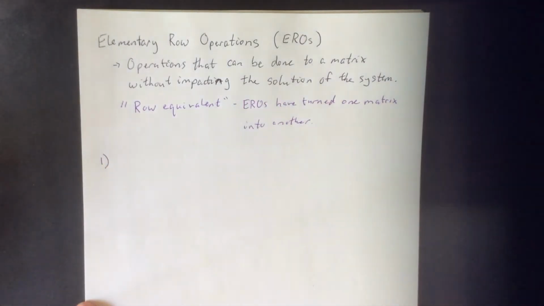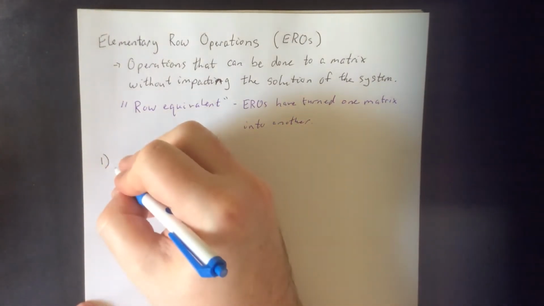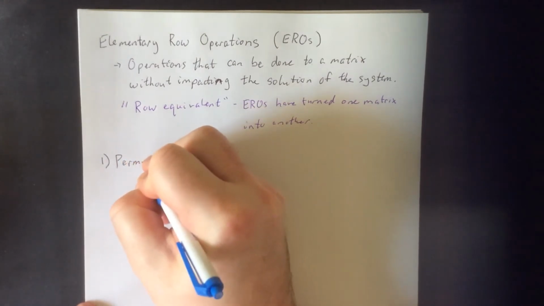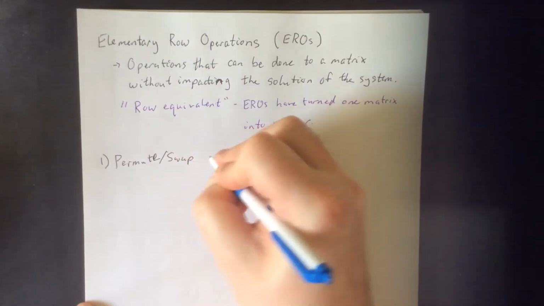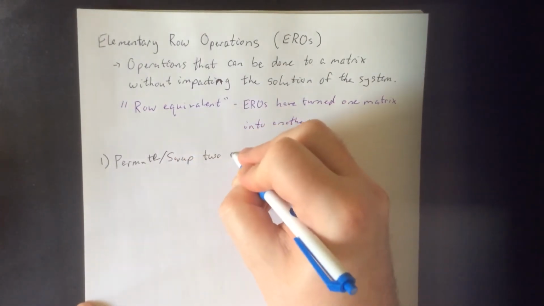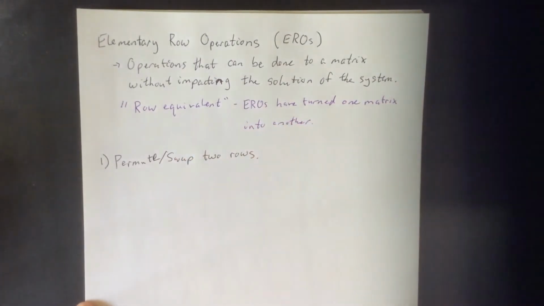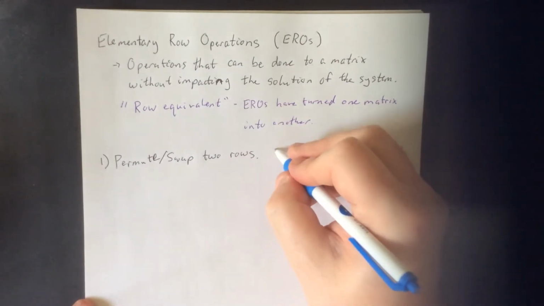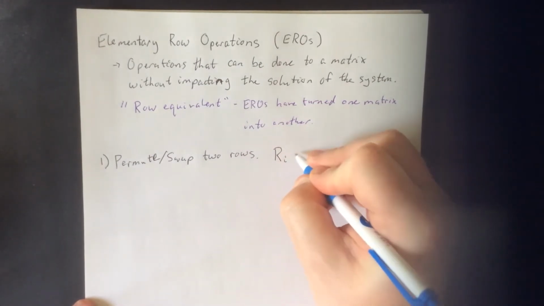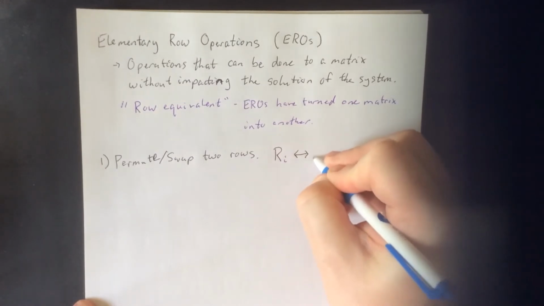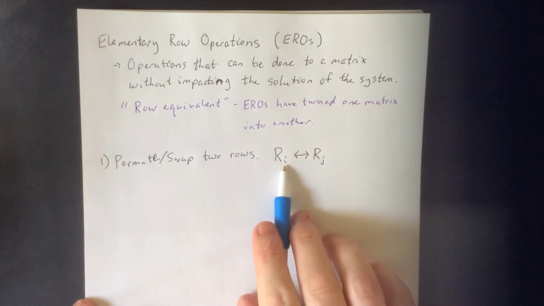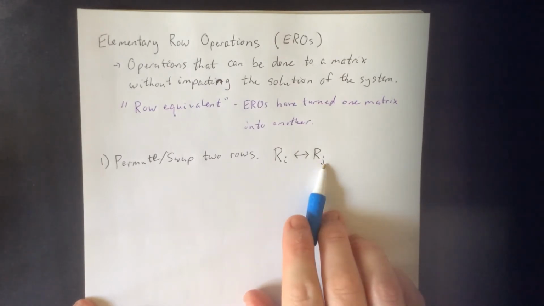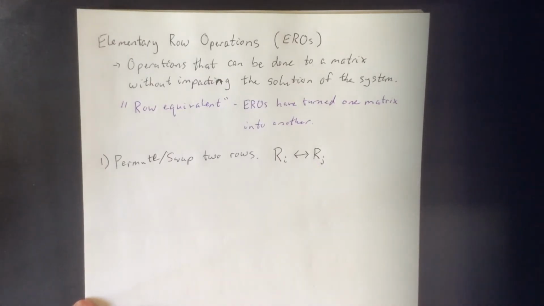So the three elementary row operations are: permute or swap two rows. The notation that I like to use for permuting two rows is I specify what two rows they are, and I use this notation for it. This notation says that the ith row will become the jth row, and the jth row will become the ith row. The use of the arrow says it will become this.